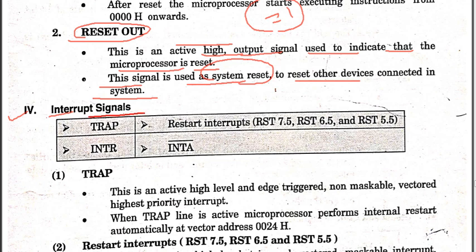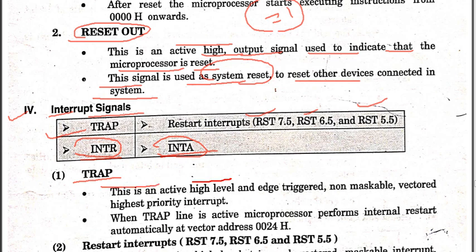Next category is the interrupt signals. So in total there are 5 hardware interrupts: TRAP, RST 7.5, 6.5, and 5.5, then INTR and INTA. So INTR is the interrupt request and INTA is the interrupt acknowledgement. Then we'll see one by one. So first one is the TRAP.